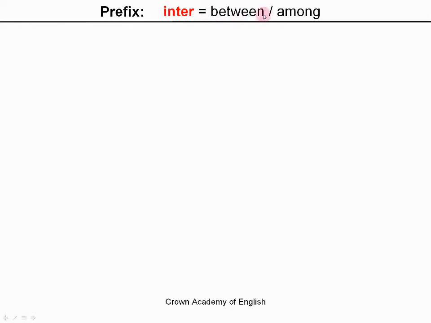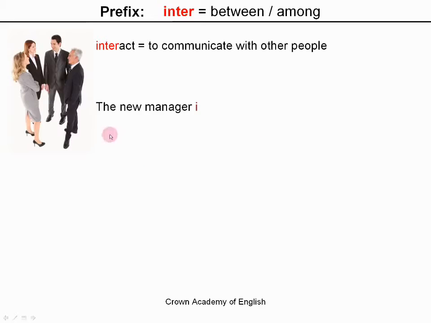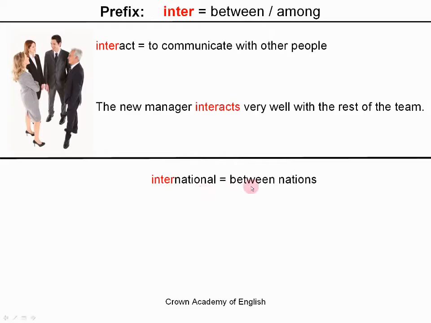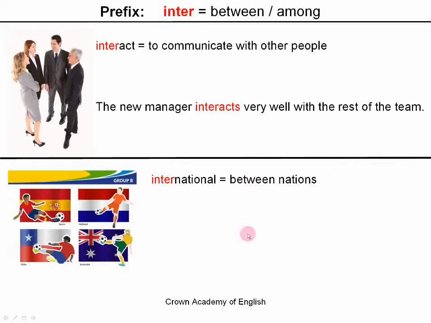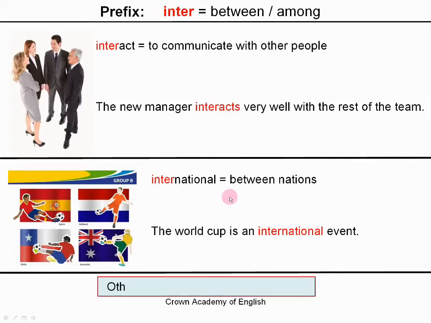Inter. This means between or among. Interact. It's a verb, to communicate with other people. The new manager interacts very well with the rest of the team. Okay, so that means he communicates well among the rest of the team. Okay, the members of the team, between them, they interact very well. International. This means between nations. The World Cup is an international event. Okay, so it's an event between nations. So inter is between. Other examples: interchange, internal.